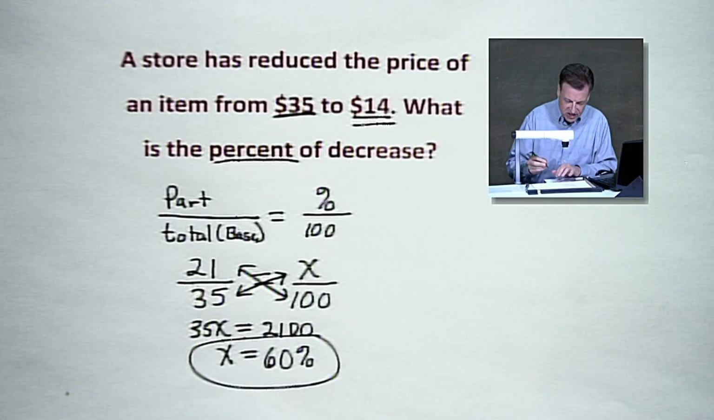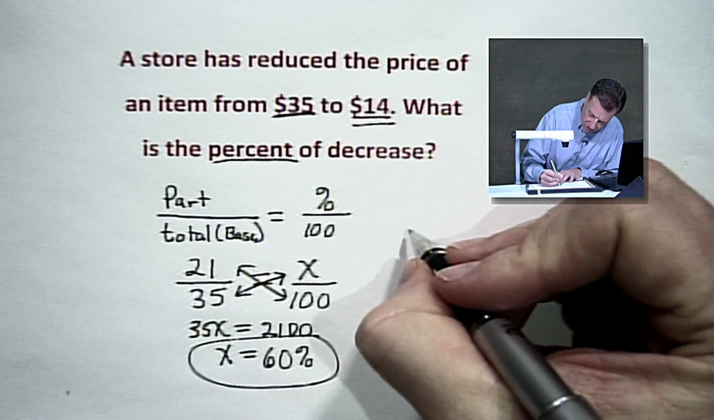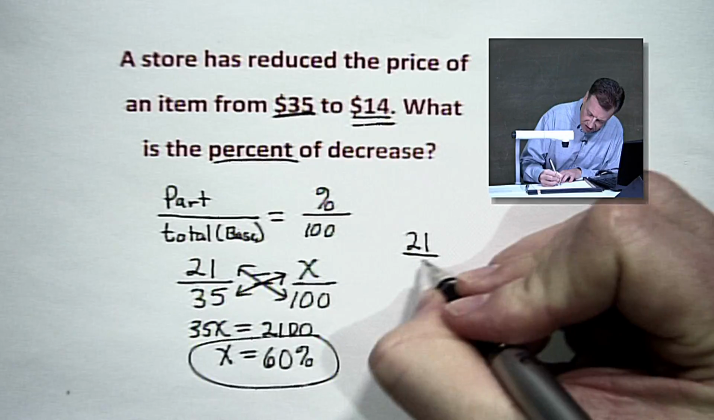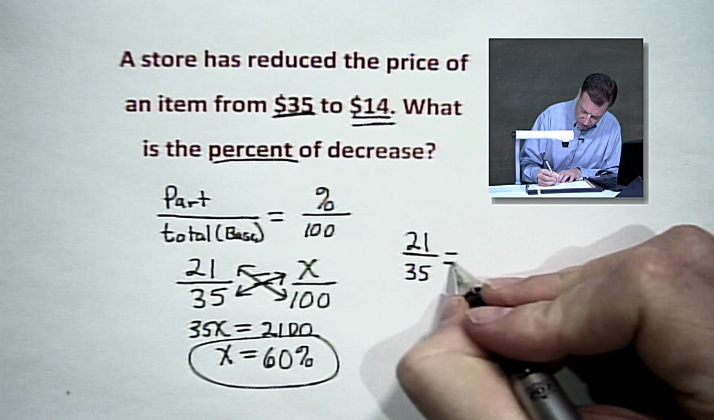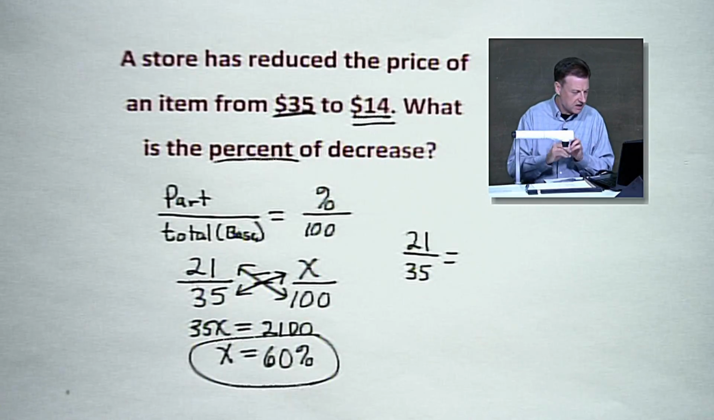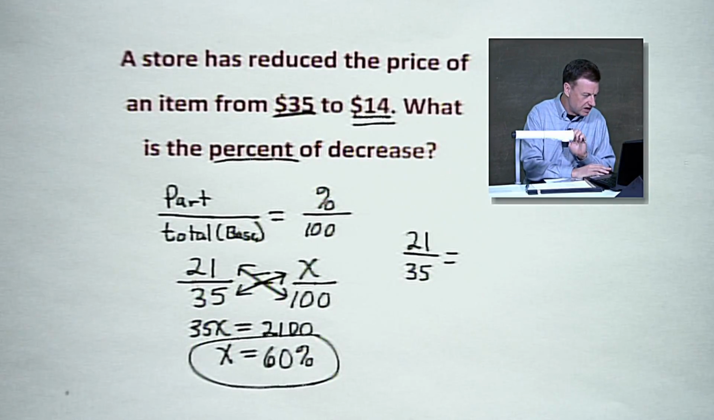Another way we could look at this real quickly, we could take 21 over 35 and ask ourselves, what is that going to equal as a decimal? Let me hit that real quick here. 21 divided by 35. And it comes out to 6/10.